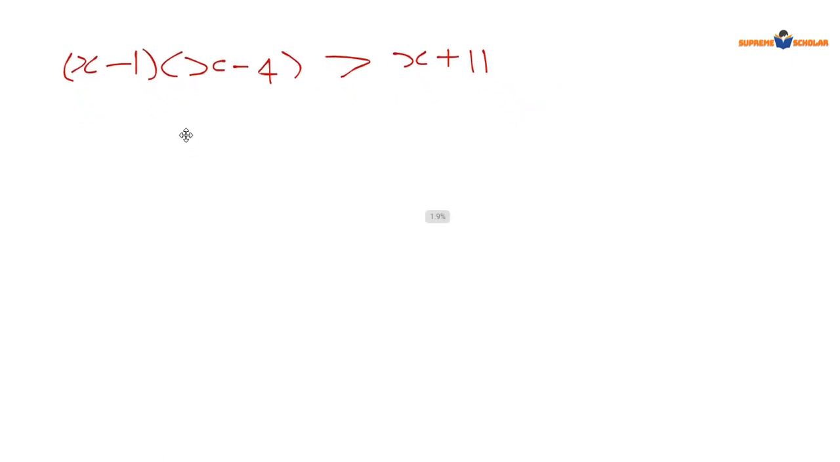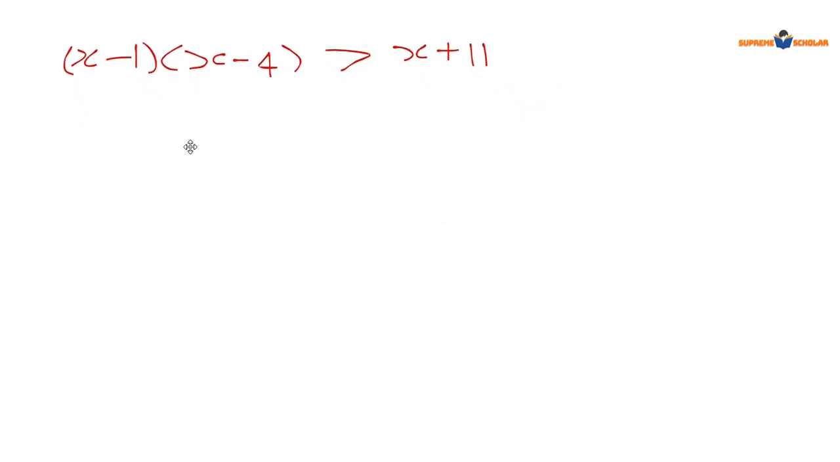Well, the first thing that we want to do is find what we call the critical points. Now, how do we tackle this over here? Well, the first thing that we have to notice is that this is actually a quadratic. How do we know? Well, this is a product of two binomials, and they're going to give us a trinomial. So we have x squared minus 5x. If we multiply this out, we'll get x squared minus 5x plus 4 must be greater than x plus 11.